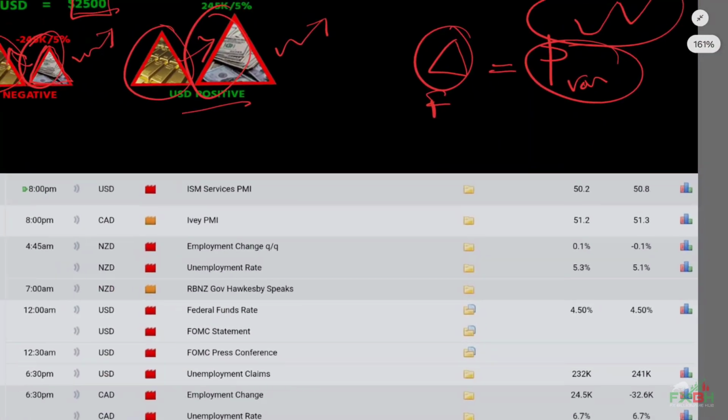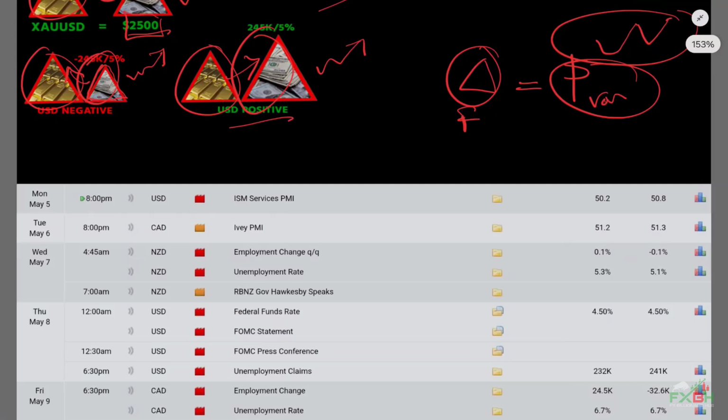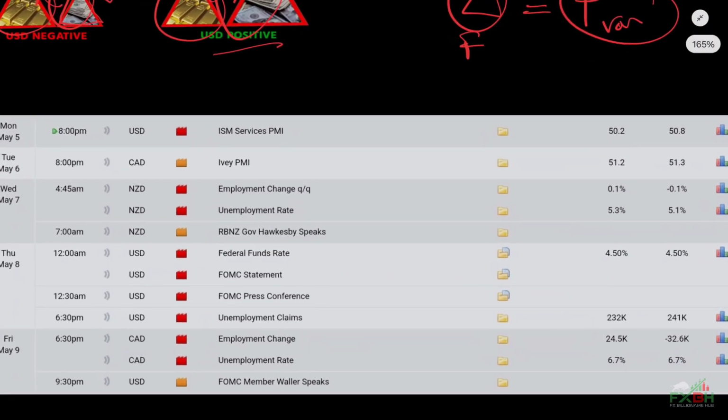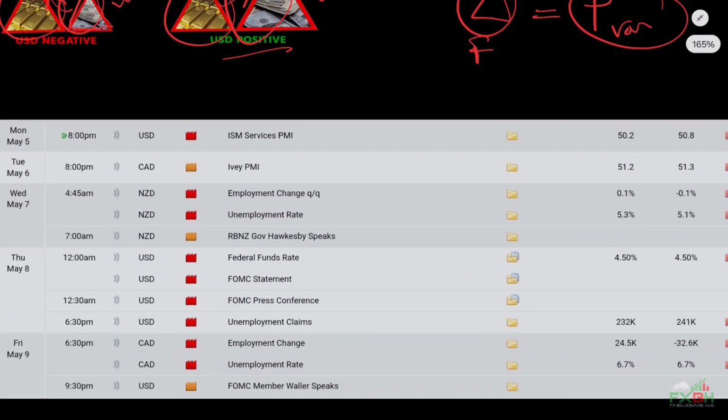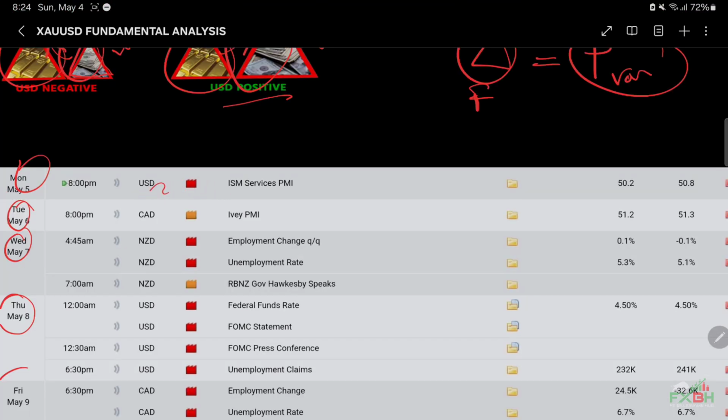Okay, so let's check the data on the real market. As you can see, this is the economic calendar from forexfactory.com, and there is a lot of news on Monday, Tuesday, Wednesday, Thursday and Friday. On Monday we have USD ISM Services PMI news. If news data comes with positive value, we will sell gold. If news data comes with negative value, we will buy gold.